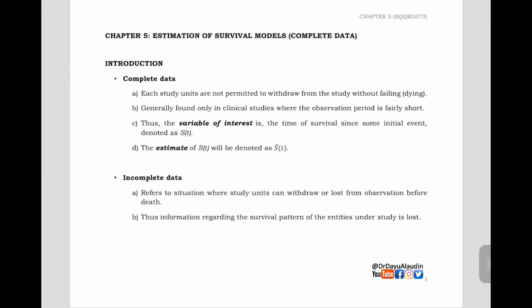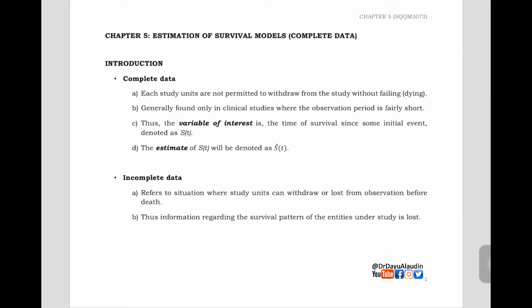Assalamualaikum and good evening. Today we will cover chapter 5, estimation of survival models for complete data. As an introduction, I would like to introduce complete data versus incomplete data. However, for this chapter, we only cover complete data.